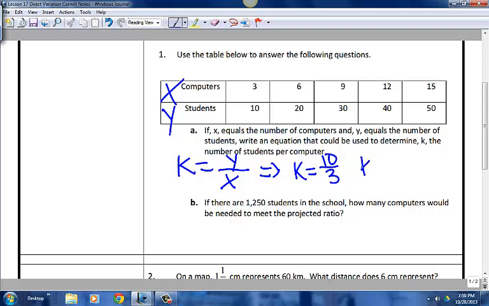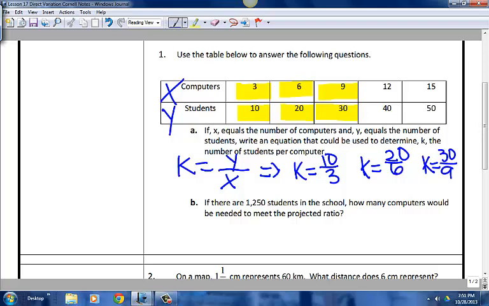With numbers, this can be k equals 10 over 3. It can also be k equals 20 over 6. You can also write it as k equals 30 over 9. And where I'm getting these numbers is from right here: 10 students per 3 computers, 20 students per 6 computers, 30 students for 9 computers, and so on and so forth.